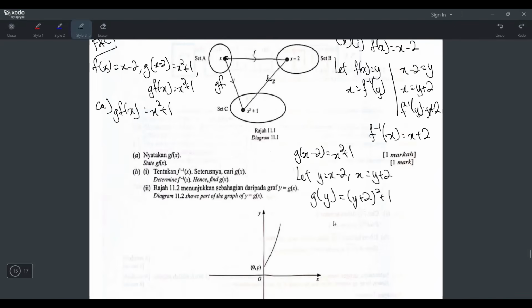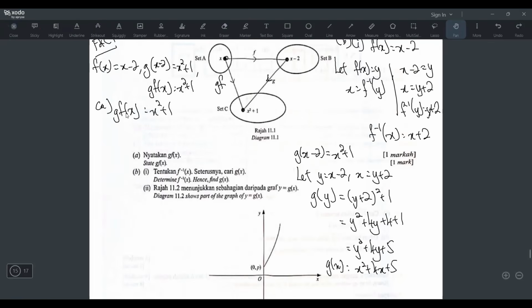All right, so after you reach here, you just expand this and then you get g(y). How do you expand this? You take y squared and then y times 2 times 2. So y times 2 is 2y, times 2 is 4y, and then 2 squared is 4, plus 1. So you get y squared plus 4y plus 5. But this one is g(y), they're asking for g(x), so just change to x squared plus 4x plus 5, right? That's how you do it.